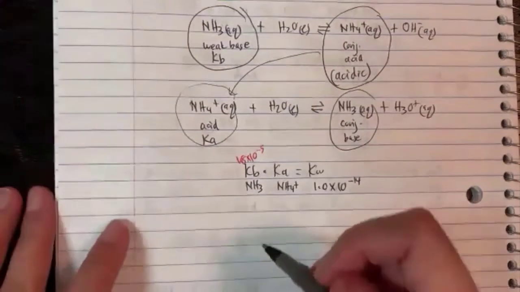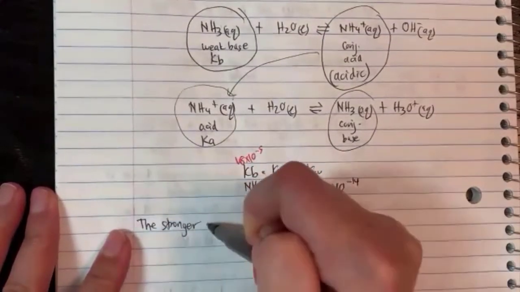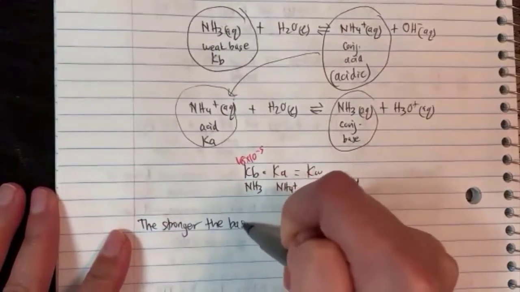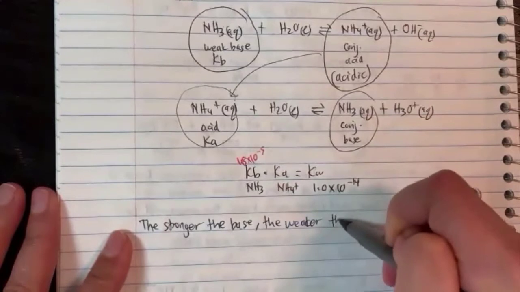Okay, so I'm going to go ahead and write it out. It says the stronger the base, the weaker the conjugate acid.